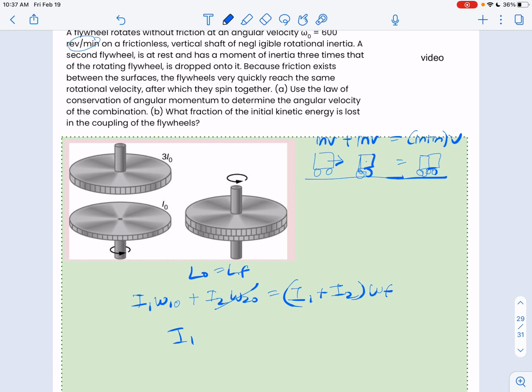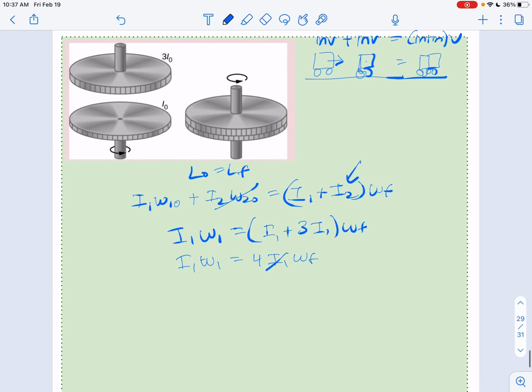So I1 omega 1 equals (I1 plus 3I1) omega f, because it said that one was 3 times as much. So I1 omega 1 equals 4I1 omega final. Just get rid of those, and so omega final is going to be omega 1 initial over 4, because now it's 4 times as massive, which makes sense.